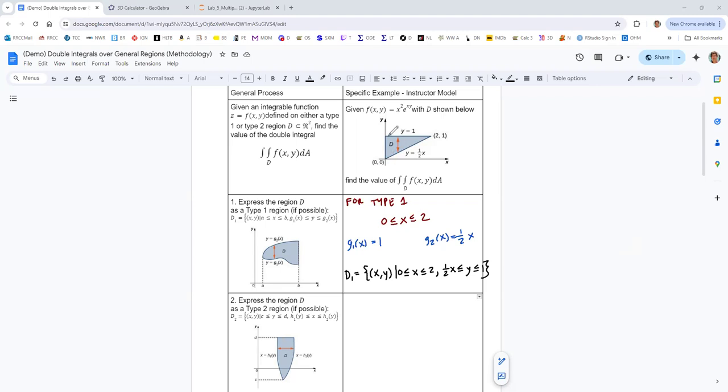So for us, h1 would be equal to zero, right? The line x equals zero. So h1 is x as a function of y, so that's x equals zero. And then we'd have to take this same diagonal, and now instead of thinking of it as the bottom of the shape, thinking of it as the right side. And so we need to invert that equation and solve for x as a function of y. So x is 2y, and so h2 is 2y.